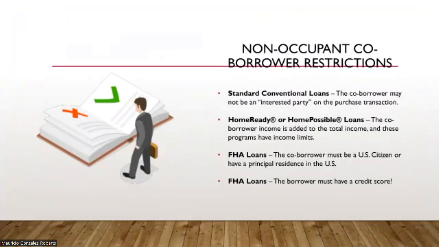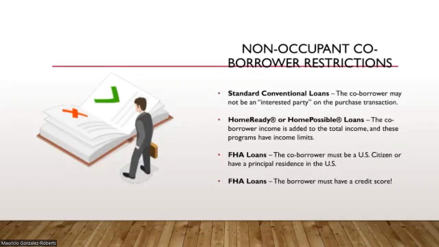So with this program, the co-borrower may not be an interested party. Something to keep in mind when you purchase a transaction for a conventional loan. Examples of an interested party are the property seller. They cannot be a non-occupant co-borrower, or the builder, if it's a new build, the real estate agent or broker, right? Any affiliate who may benefit from the sale of the property or the sale of the property at the highest price possible. So that is something to keep in mind.